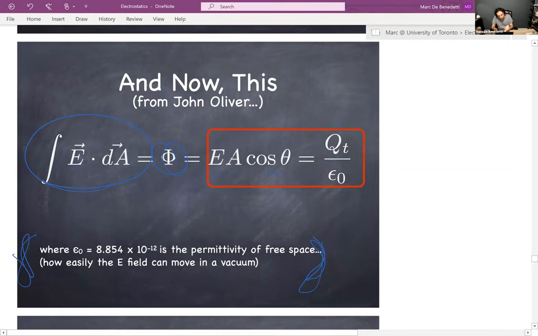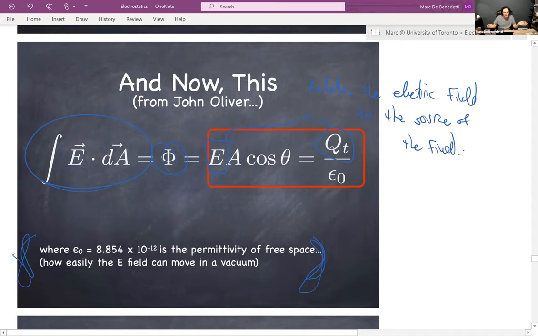Gauss's law relates the electric field to the source of the field. In this case, there is a source. It is charged particles. We've already been through this. A positive particle will produce an electric field. A negative particle will produce a different electric field, but an electric field nonetheless. So Gauss's law says, if we know how much charge we have, we should be able to predict what kind of electric field is produced by this charge.